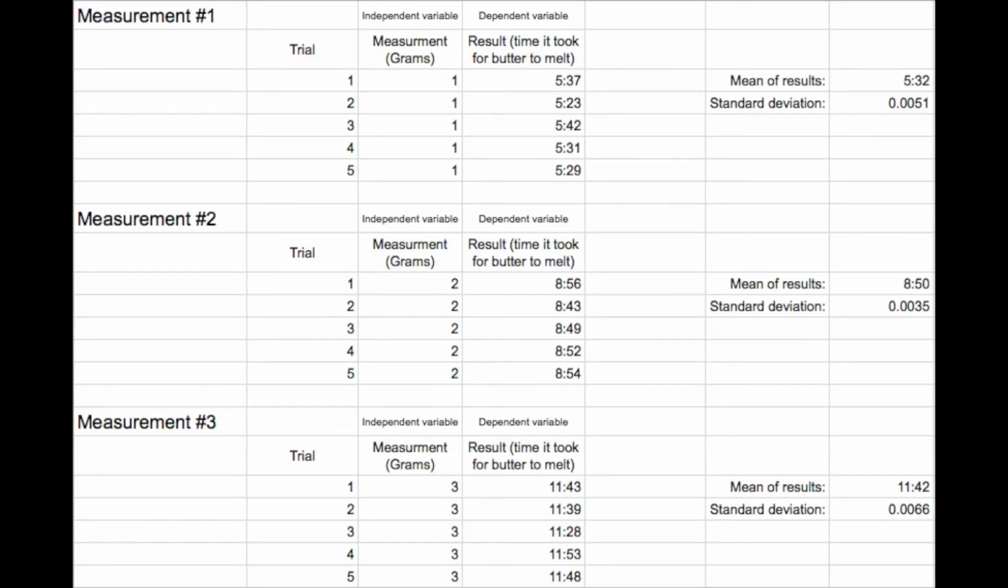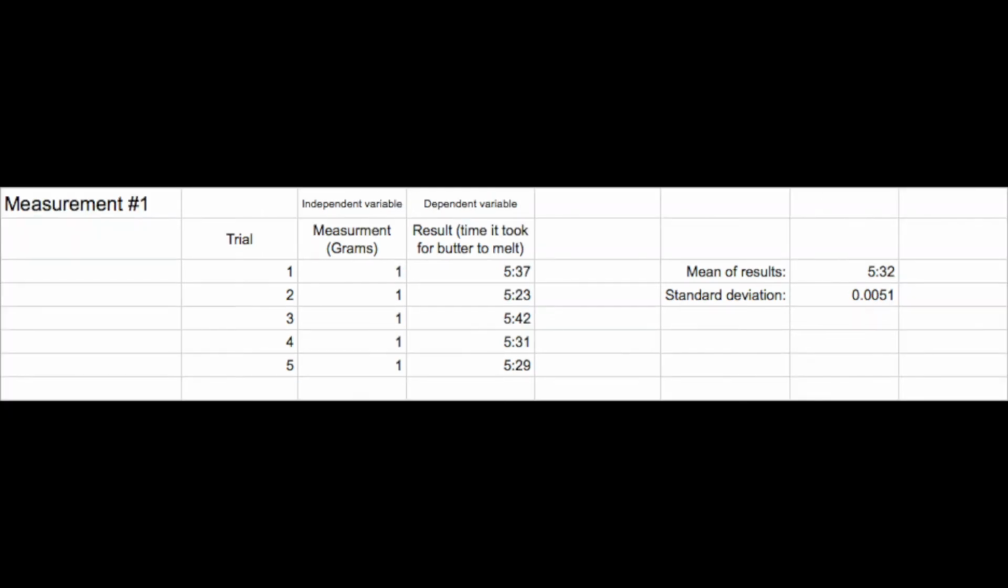Now that we have the results of our experiments, we need to explain what they mean. First of all, we need to understand that the standard deviation is how far apart the data samples are from each other. For example, on measurement 1, the mean of the results was 5 minutes and 32 seconds. Then, the standard deviation is 0.0051, meaning that they are relatively close to each other.